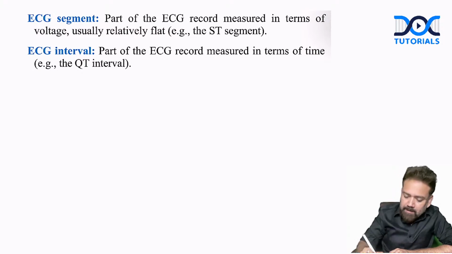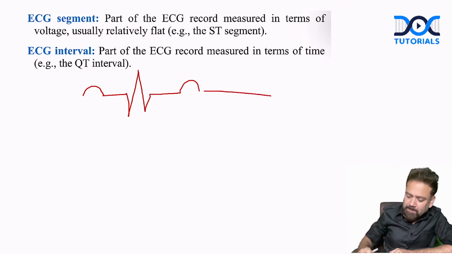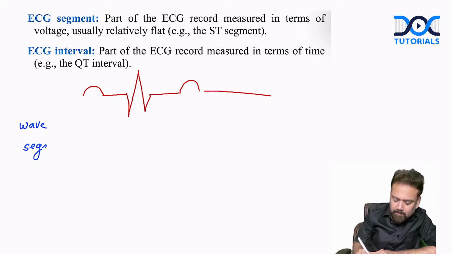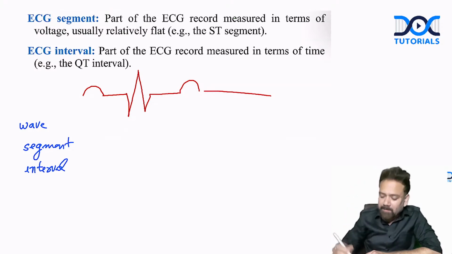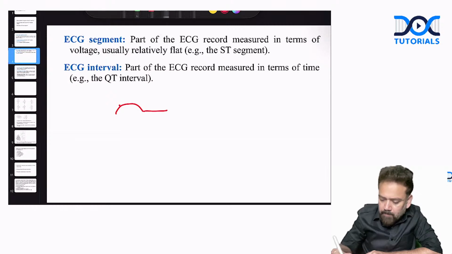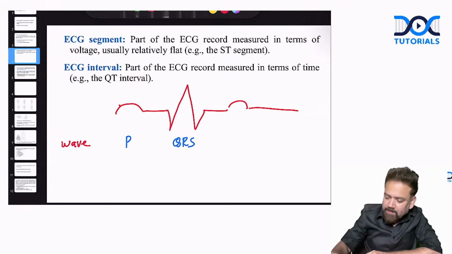For example, if I make a simple P wave, QRS wave, and T wave. So already there are different types of terminology. One terminology is wave. What is a wave? Second terminology is segment. And third terminology is interval. What is an interval? So any fluctuation which you are going to see in the ECG is called simply a wave, like P wave. This is your P wave, QRS wave, and T wave. So any fluctuation which we can see is simply called a P wave. This fluctuation can be called QRS, and this is called T wave.